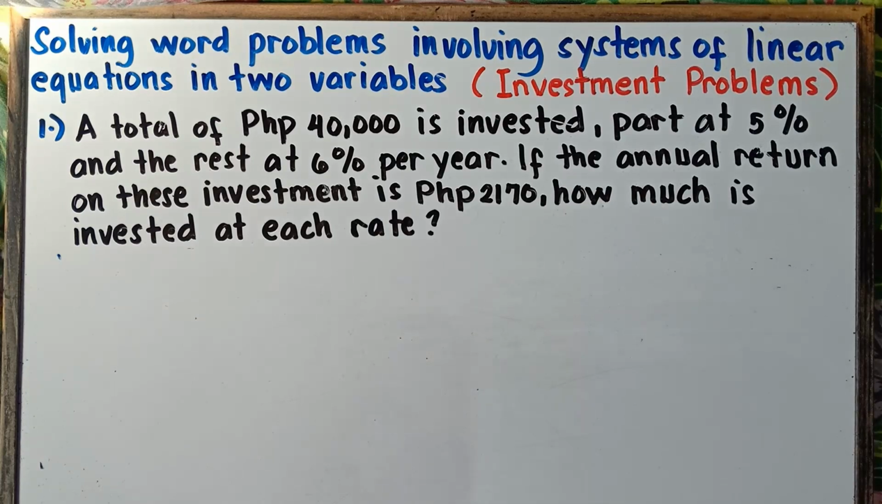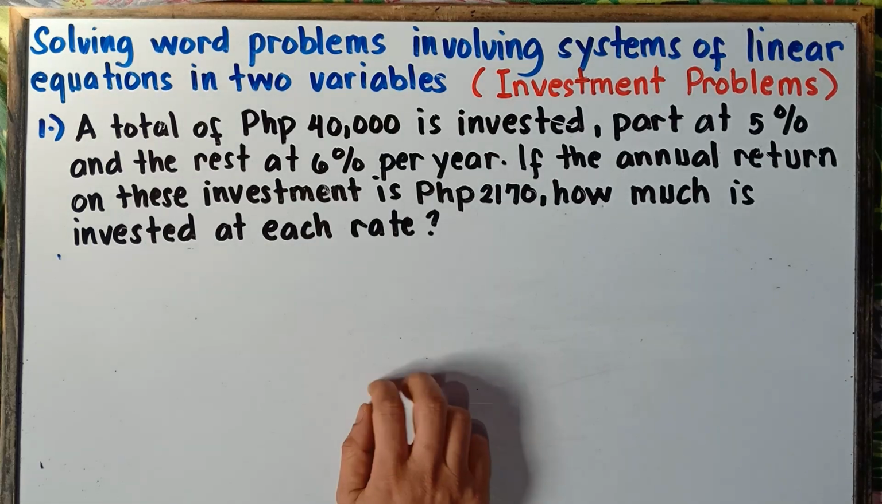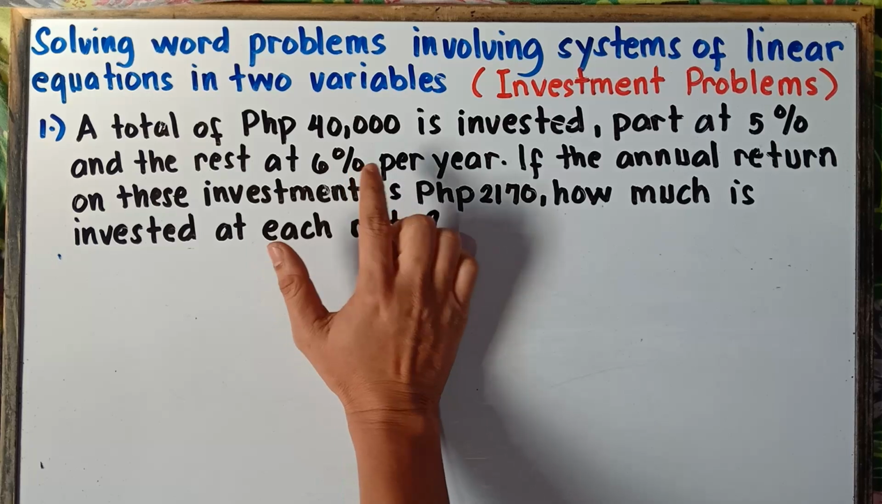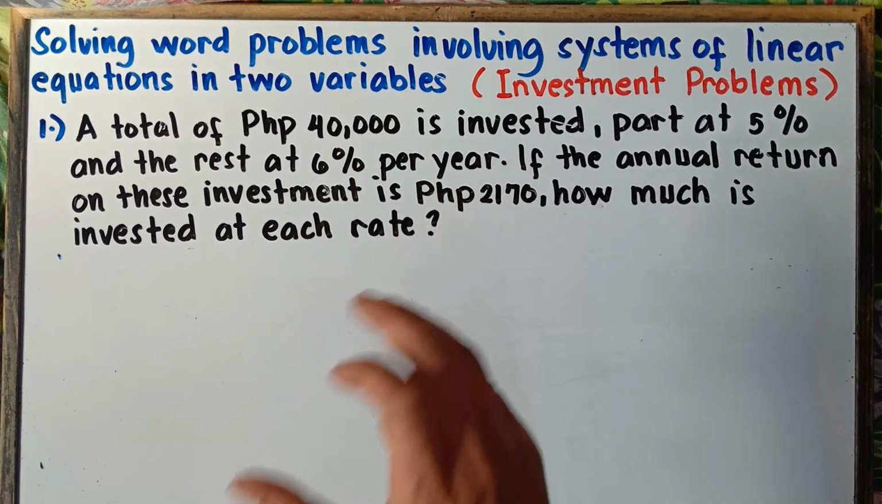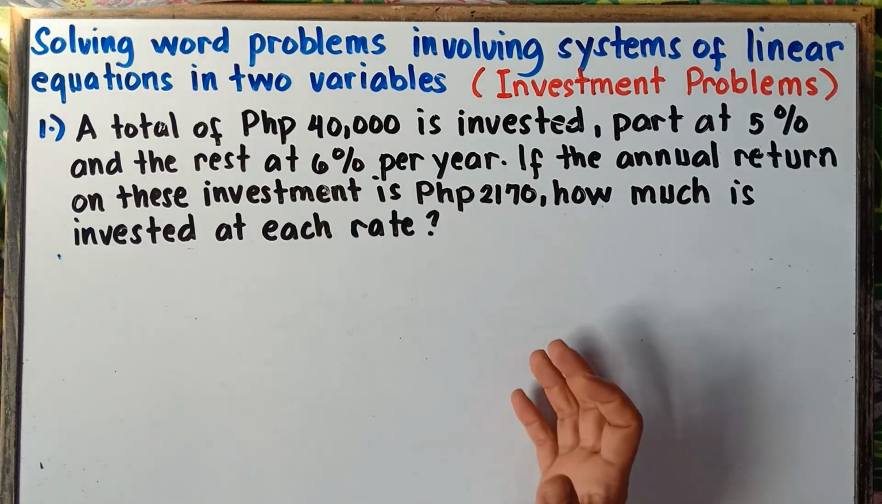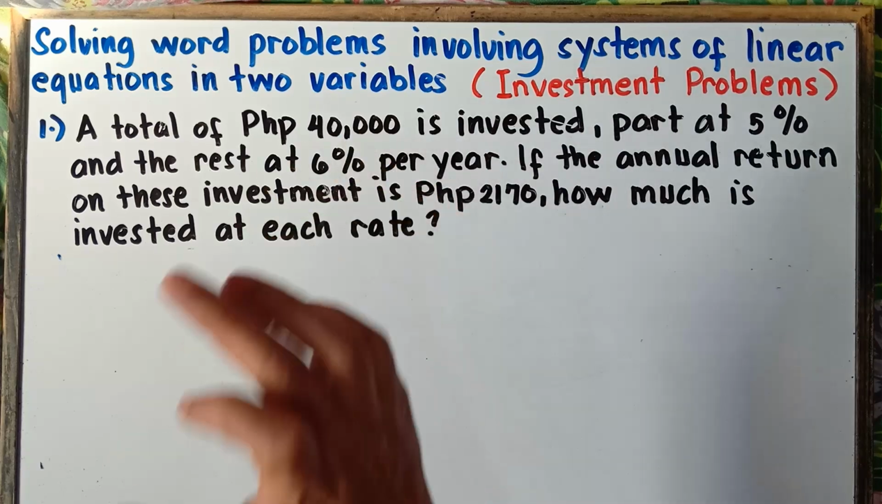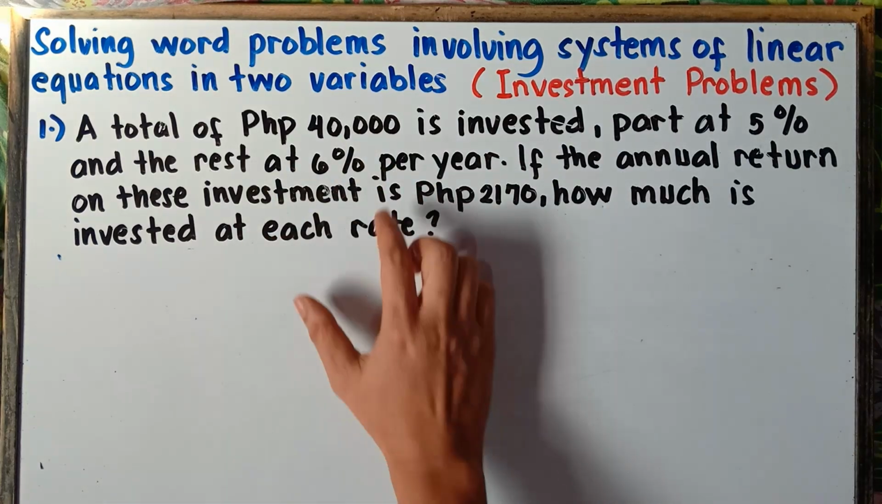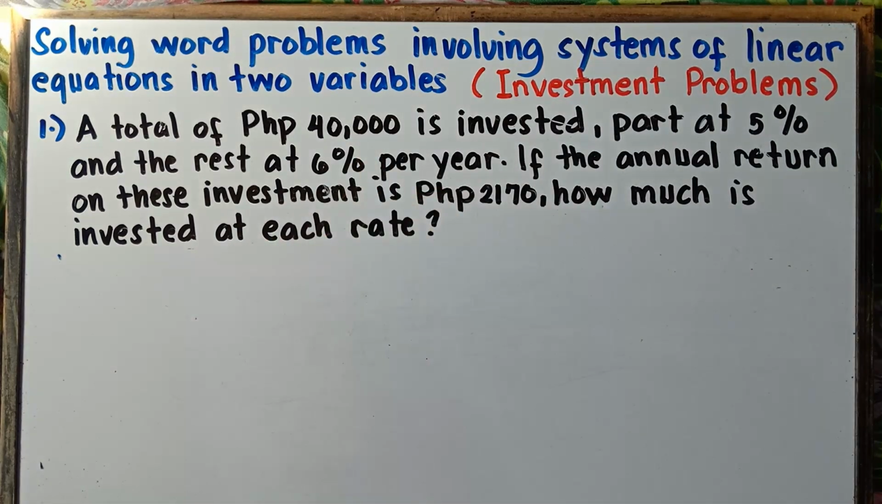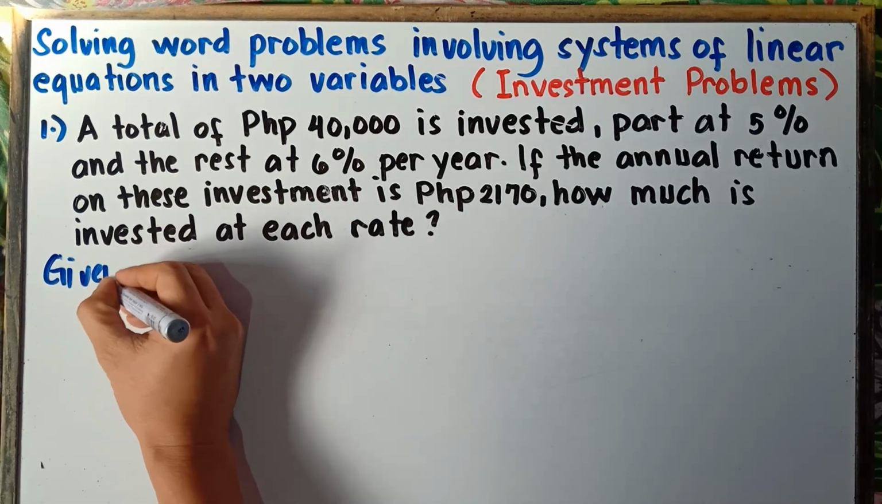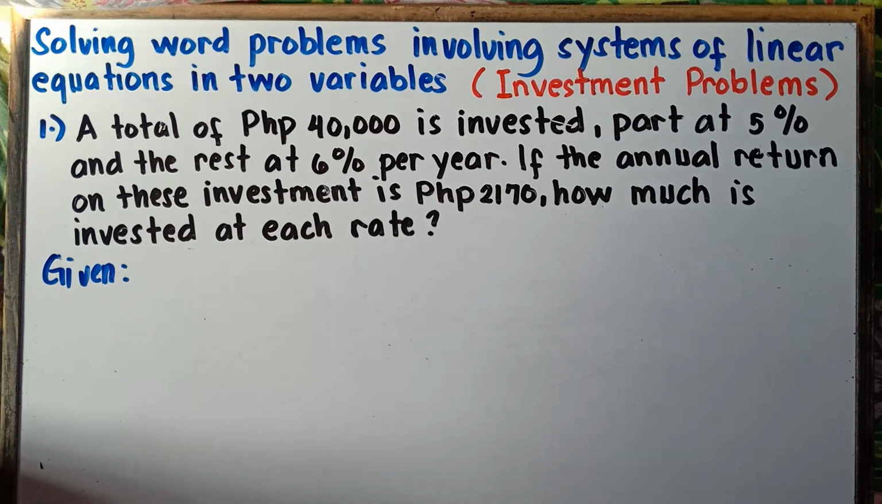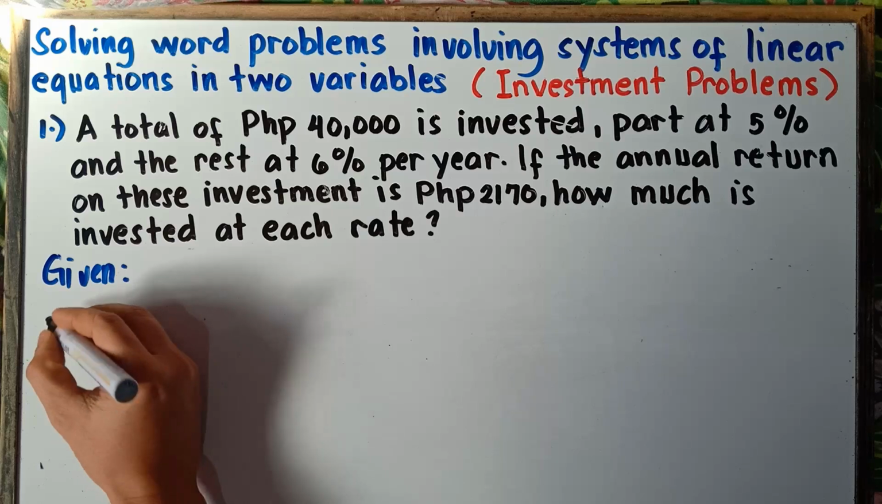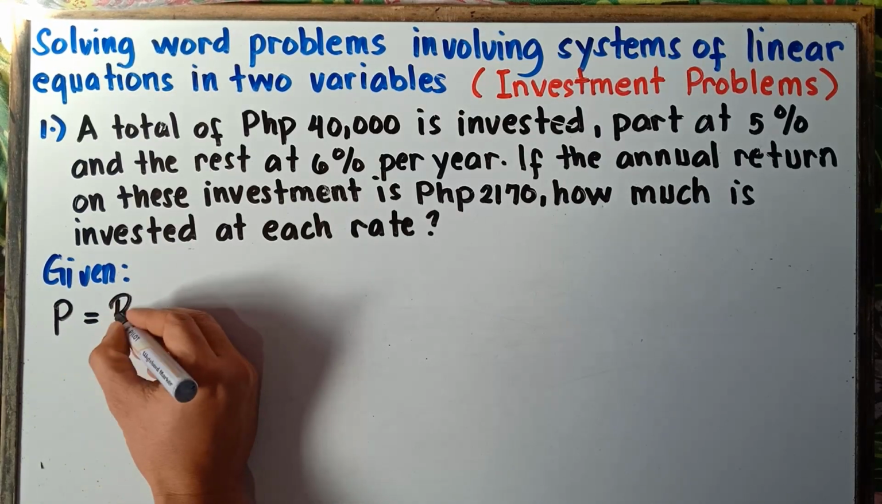Once again, class, if you're dealing with problem solving, the first thing that you need to do is to understand the problem. Let's start with the first statement. A total of 40,000 is invested. So therefore, class, the base amount, or the principal, that would be 40,000. Let's write down the given, class, for us to be guided. We have given the principal, or the starting amount, that would be 40,000. I will just write P for the principal. The principal, that would be 40,000 pesos.